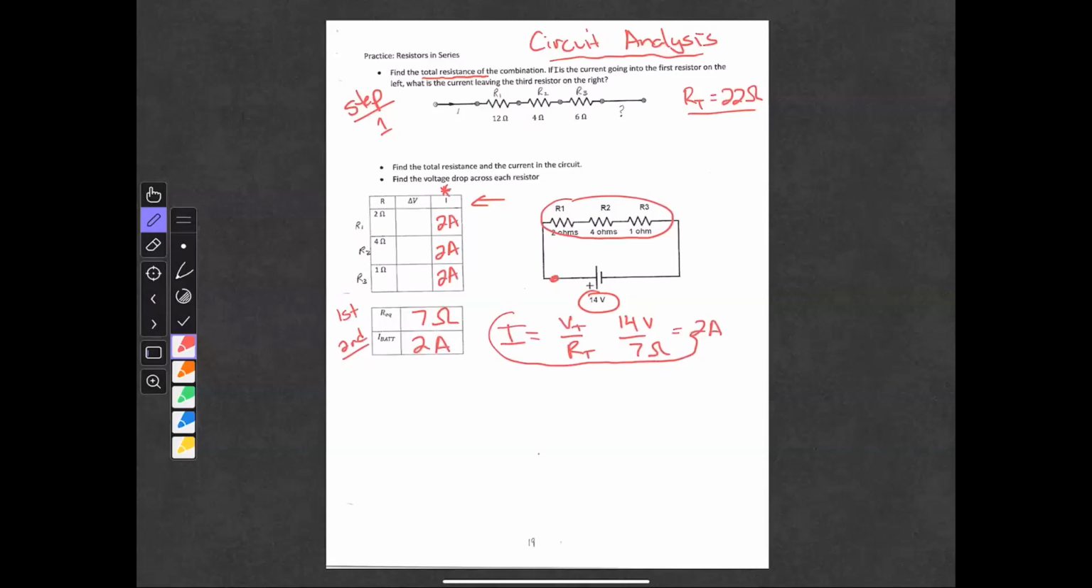Now, does anyone notice that it's just like what we taught about 2 pages ago? V equals IR. It's a little bit like Sudoku. I times R, because that's the other way to write Ohm's law, equals 2 times 2, or 4 volts. 2 times 4 is 8 volts. 2 times 1 must be 2 volts.